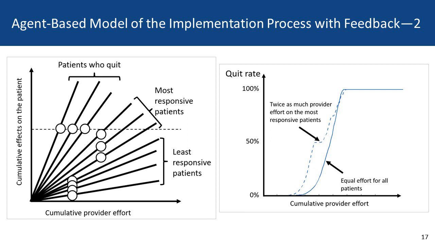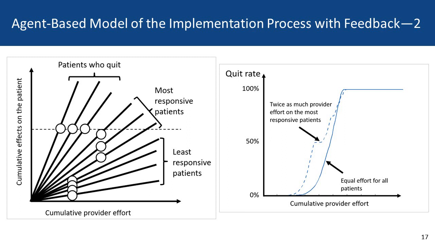So now we look at what happens to the quit rate at the site level on the right side of the slide. These results are generated by the agent-based model that we programmed using MATLAB. And here what we see is a comparison between equal effort for all patients, shown in the solid line, and the case where we have twice as much provider effort on the most responsive patients, shown in the dashed line. And it can be seen that when the provider provides twice as much effort on the most responsive patients, the curve moves towards the left.